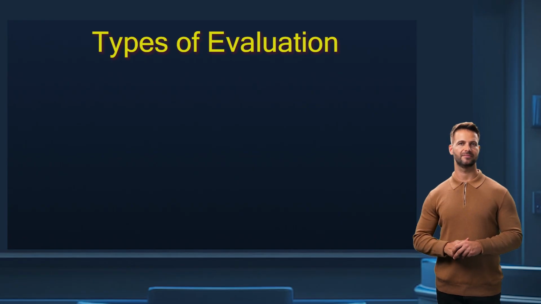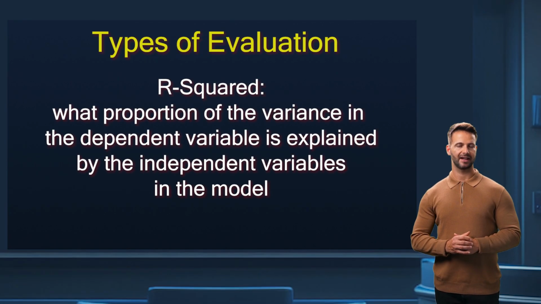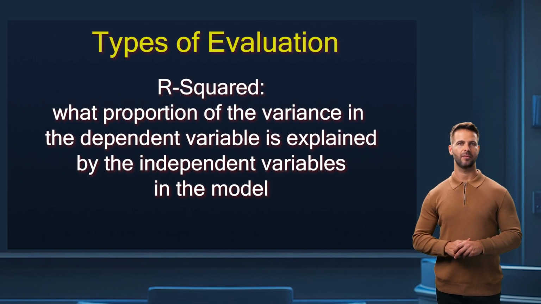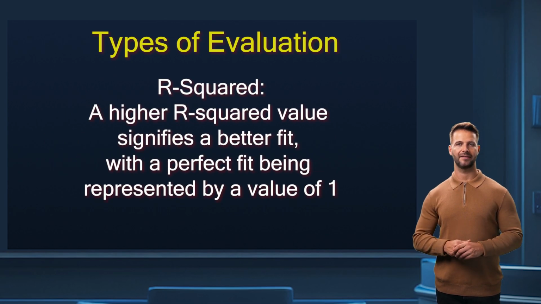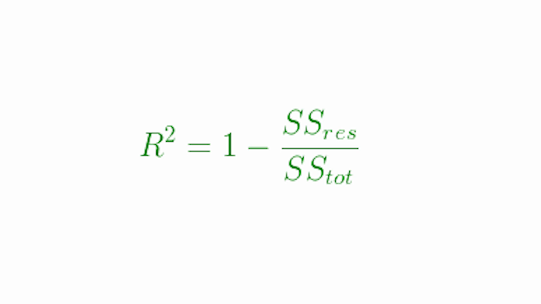Cool. Now second, R-squared is a statistical measure that indicates how well a regression model fits the data, essentially telling you what proportion of the variance in the dependent variable is explained by the independent variables in the model. A higher R-squared value signifies a better fit, with a perfect fit being represented by a value of 1. Here is the formula, where SS_res is the residual sum of squares and SS_tot is the total sum of squares. A higher R-squared value signifies that a larger portion of the variation in the dependent variable is explained by the model, meaning it is considered a better fit.